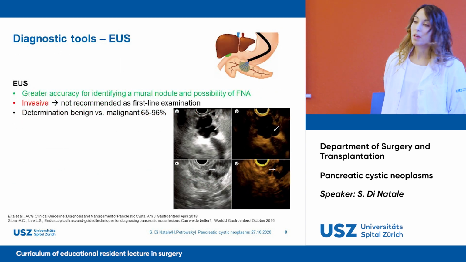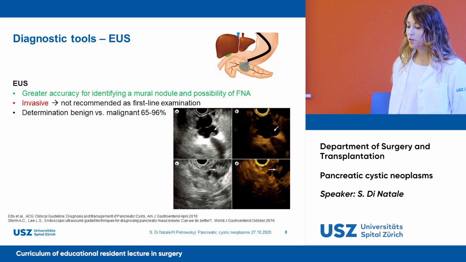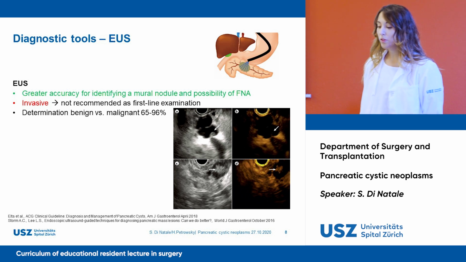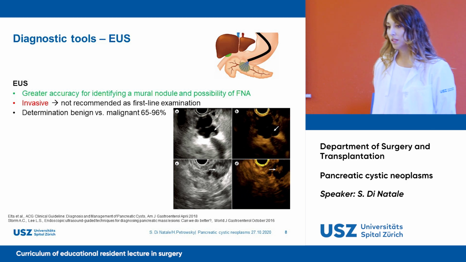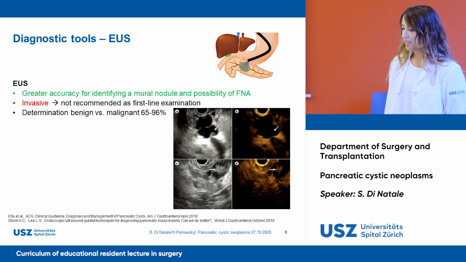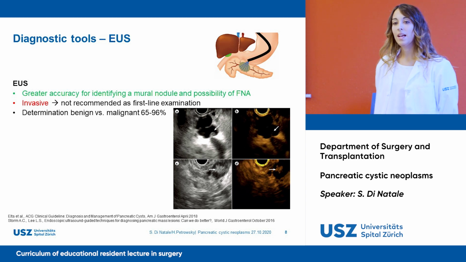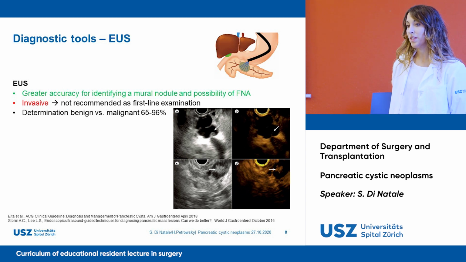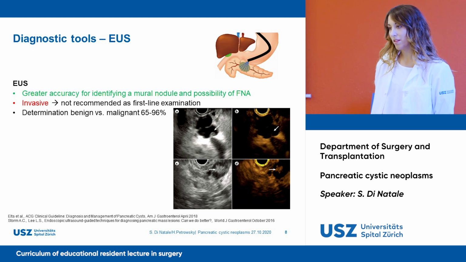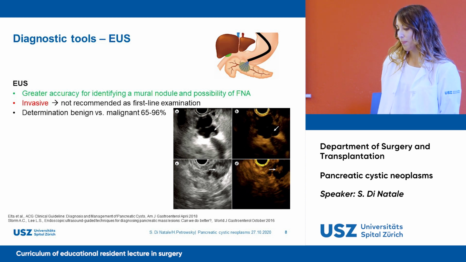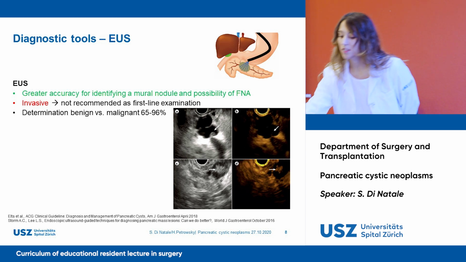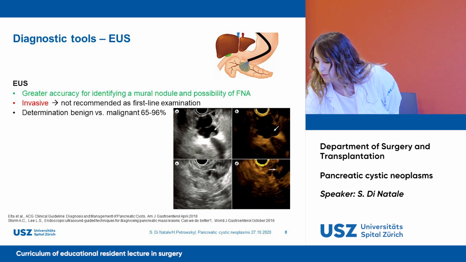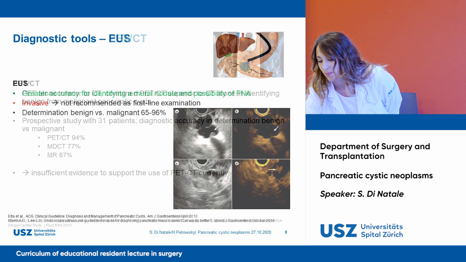Looking at the endoscopic ultrasonography, a greater accuracy for identifying a mural node was found. The main advantage of the endoscopic ultrasonography is the possibility to perform a fine needle aspiration. As an endoscopic ultrasonography is invasive, it is not recommended as a first-line examination. The accuracy in determining benign from malignant pancreatic cyst was found to be between 65 and 96%.